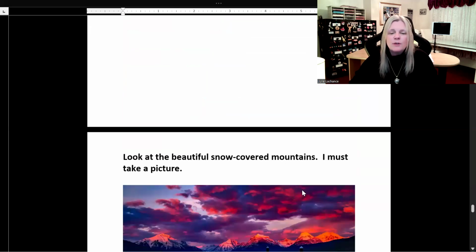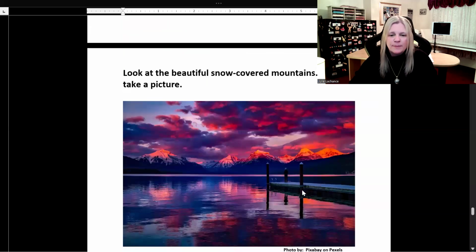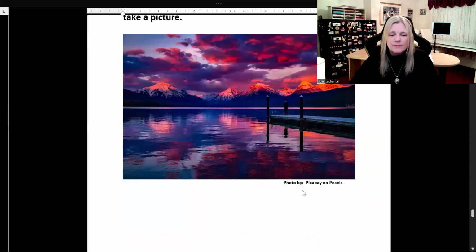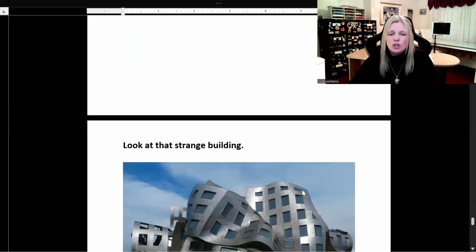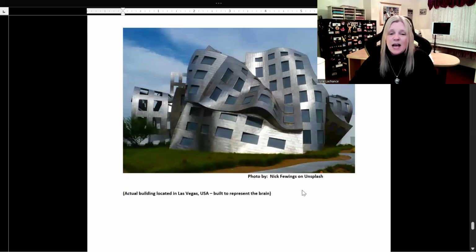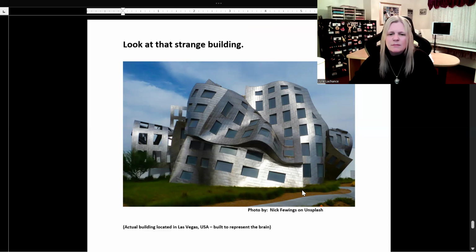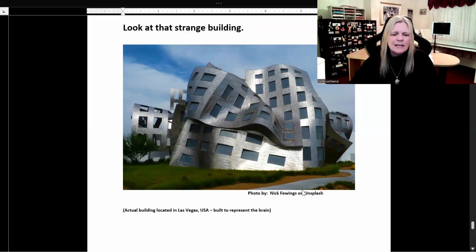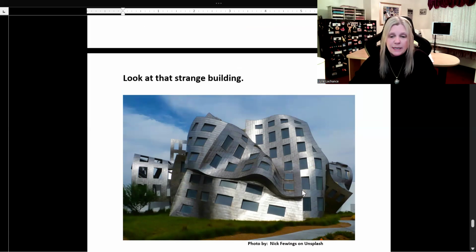Look at the beautiful snow-covered mountains. I must take a picture. Look at that strange building. And that is an actual building located in Las Vegas, USA. It was built to represent the brain. It is the location of some type of brain or mental health building, clinic, something like that. But it's a real building, just like that.